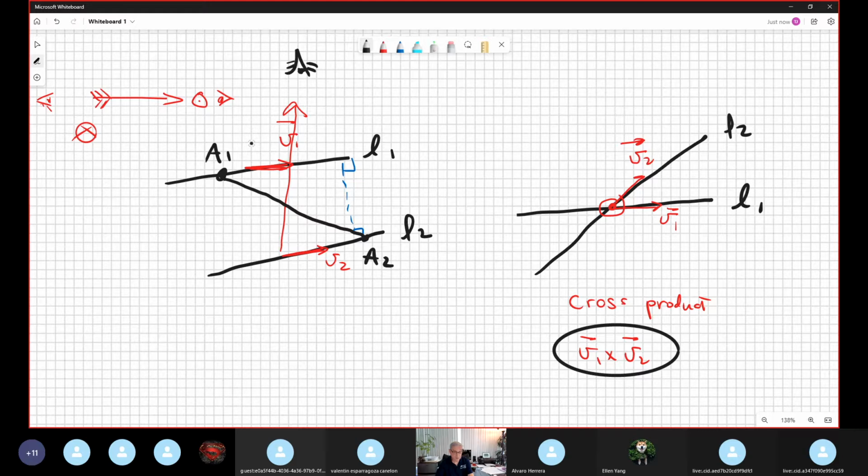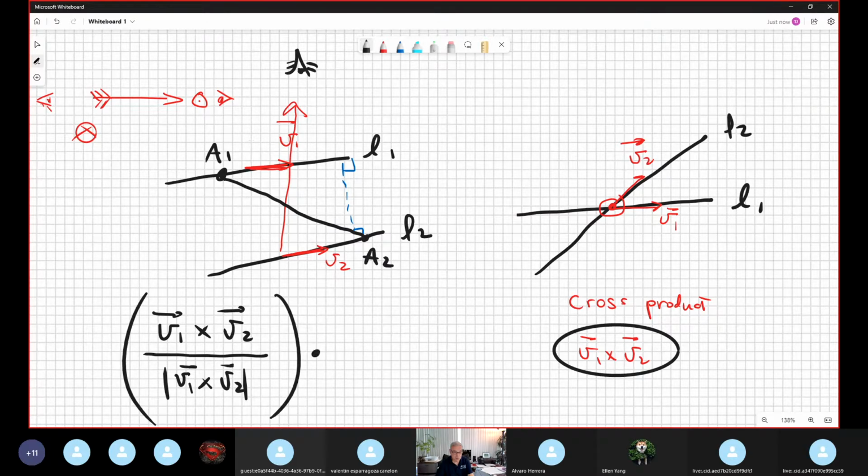Therefore, the formula is B1 cross product B2 divided by the magnitude of B1 cross product B2. This is the unit vector, a unit vector that is perpendicular to both direction vectors. And you perform now a dot product with the vector A1, A2. And that gives me a scalar. And this scalar is that distance. Okay.